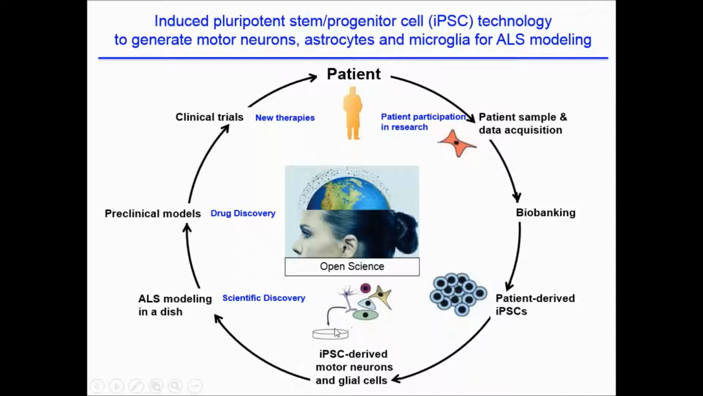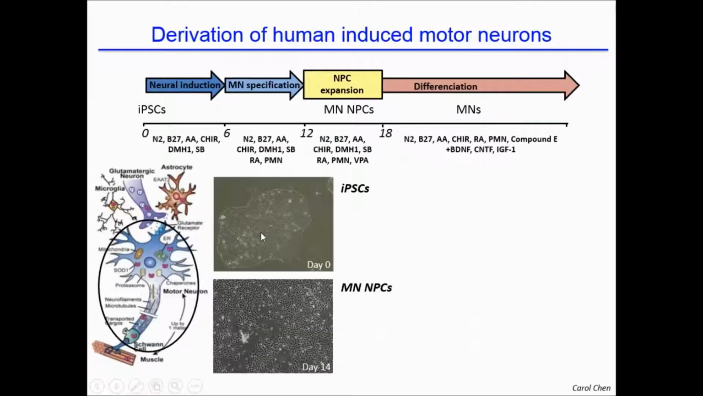We share all the cells that we can derive from iPSCs, and we work together with pharma, also under the open science umbrella, in order to speed up the process of discovery. So Mathilde will now tell you something about motor neurons, and I will come back a few minutes later to tell you more about astrocytes and microglia.